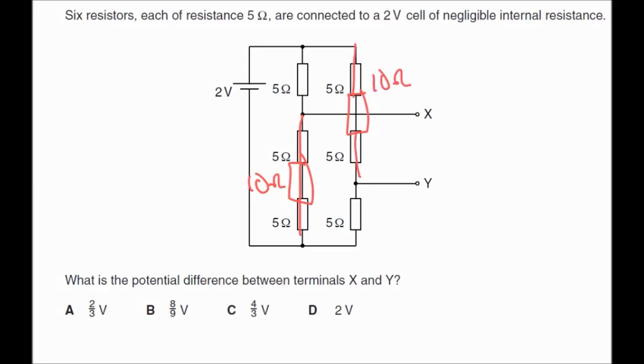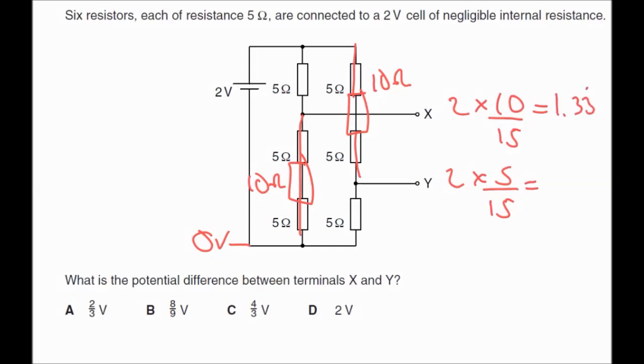Okay, so here we've got 0 volts. So at X we're going to have 2 times 10 over 15 volts, and at Y we're going to have 2 times 5 over 15. So here we've got 1.33 recurring, and here we've got 0.66 recurring. So what's the difference? Well, 1.33 minus 0.66, you get 2/3 of a volt, which is A.